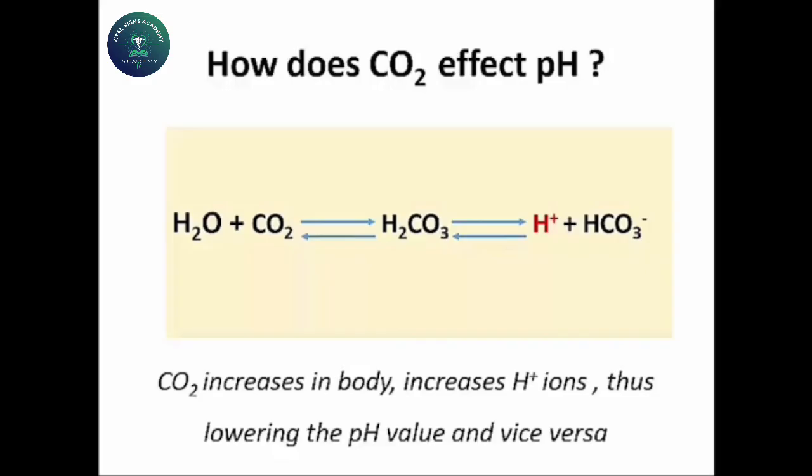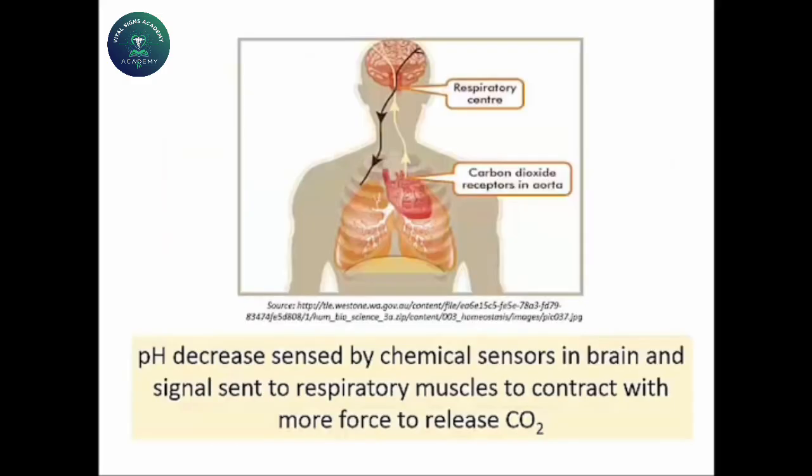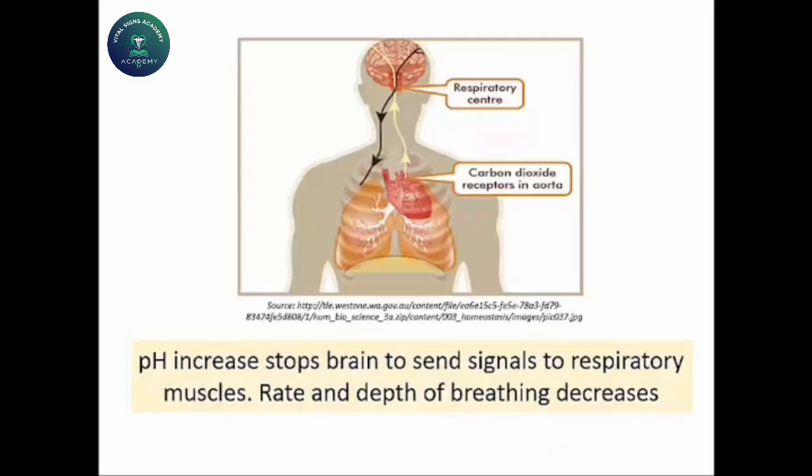In this way, carbon dioxide decreases the body's pH value. In case the carbon dioxide decreases in the body, it leads to increased pH value. If the pH in the body decreases, blood acidity increases. The pH decrease is detected by chemical sensors in the brain, which send the signal to respiratory muscles to contract with more force so that more carbon dioxide is released at the level of lungs. If pH in the body increases, the brain sensors stop sending signals to the respiratory muscles, and the rate and depth of breathing decreases.